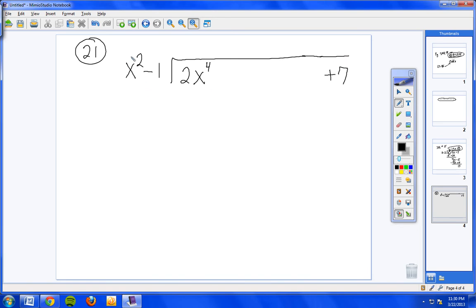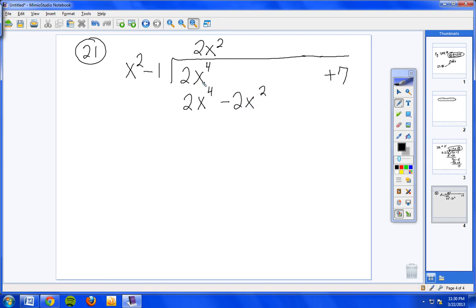All right, now I'm going to divide first term into first term. Or in other words, what would I write up here? So when I multiply this times this, I get 2x to the fourth. Well, I know I need a 2 for sure. And then how about an x squared? Because 2x squared times x squared would be 2x to the fourth. And 2x squared times negative 1 would be negative 2x squared.